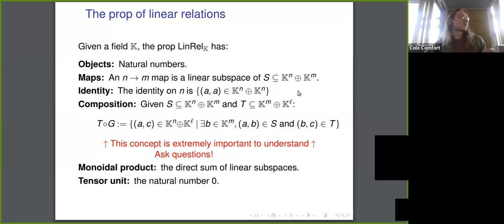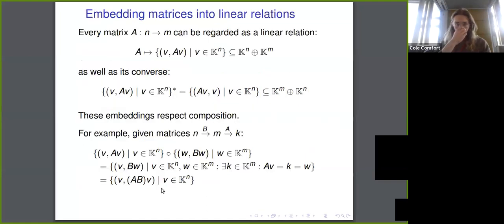So the composition isn't like function composition. You're tracing out over the shared elements in the subspaces, which is relational composition. And here again, the monoidal product is the direct sum, not the tensor product, and the tensor unit is again 0. So in particular, you can regard matrices as living within this prop of linear relations.